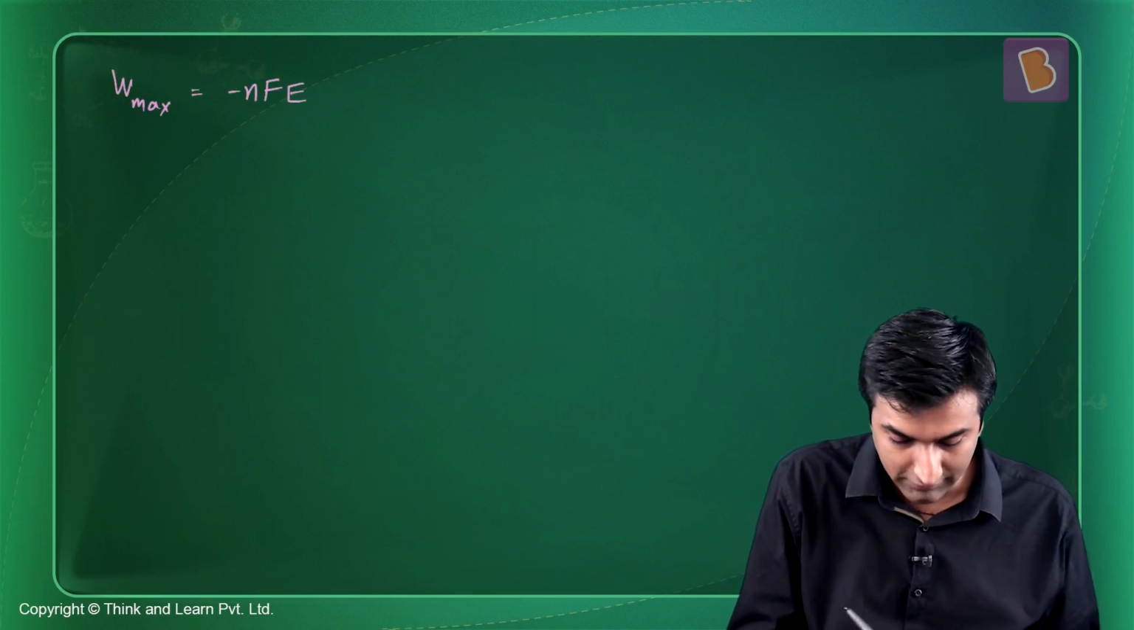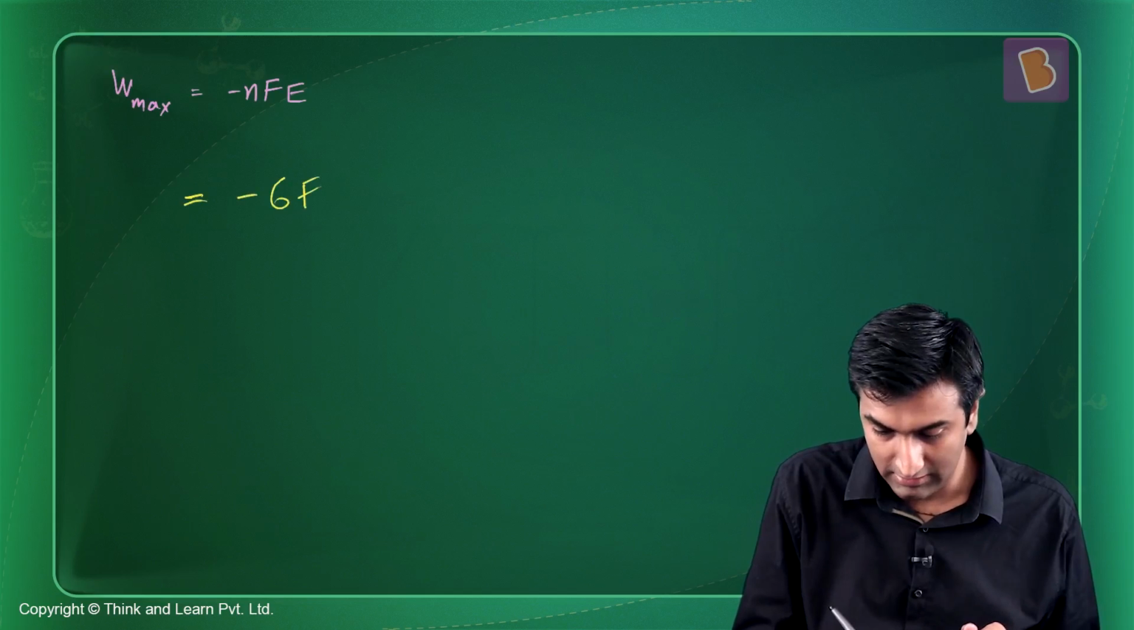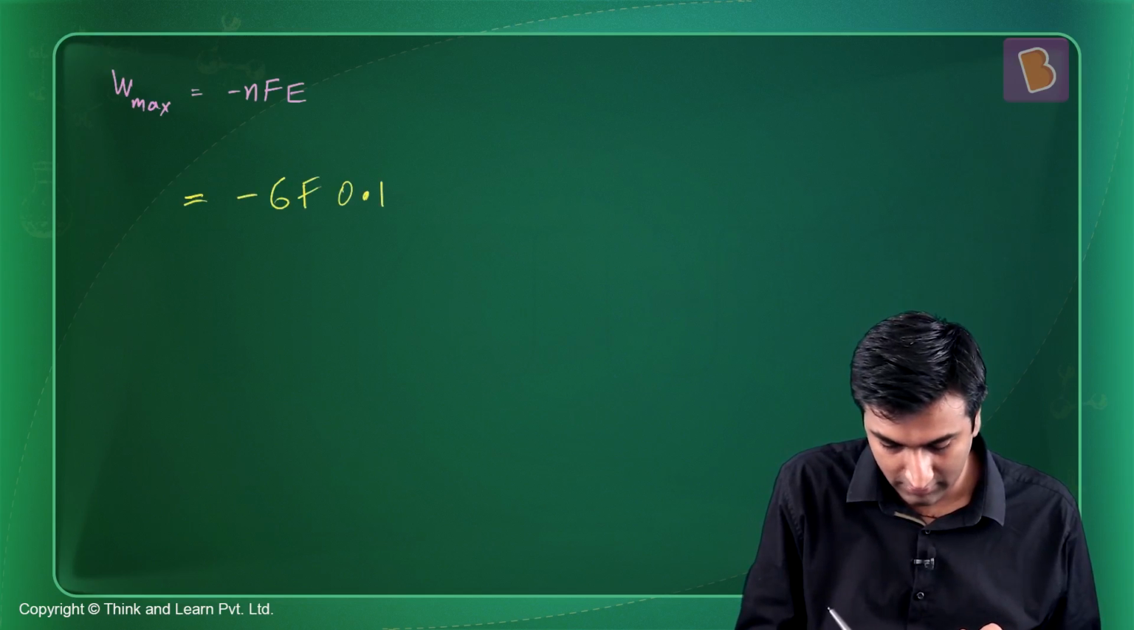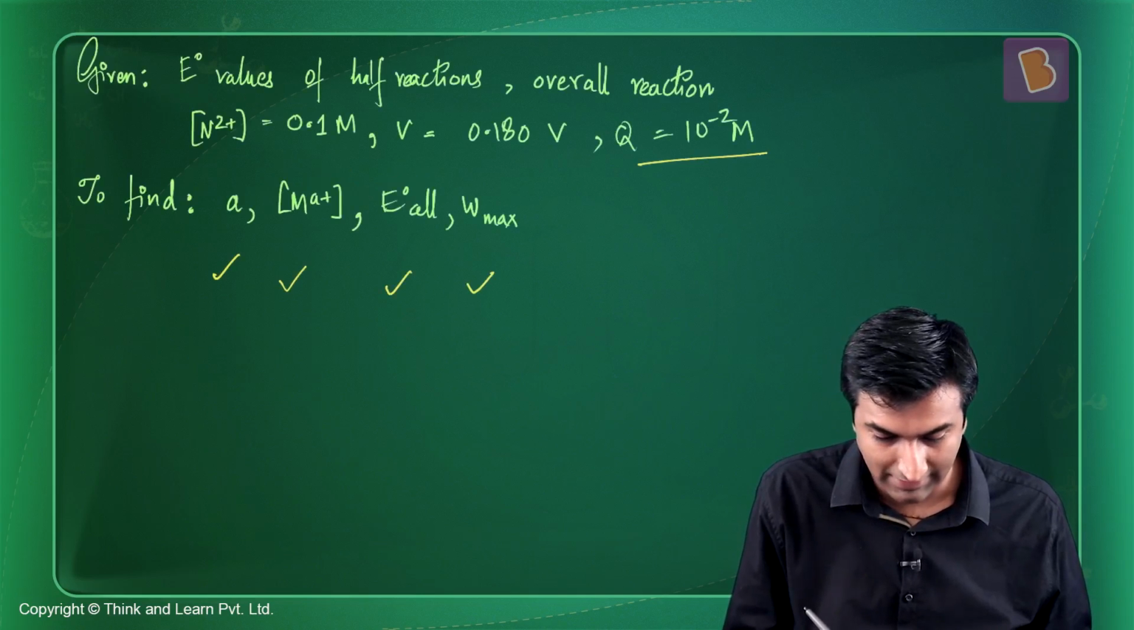So let's see. So this would simply be equal to minus 6. We've figured that out. N was 6. F is F. Let's just keep that as this. E. What's E? E is 0.180. Be careful here. Is this the right value? Look, this is what's in the question, right? It's not E naught. This is E. That's really important. That's the only thing you need to be careful of here.